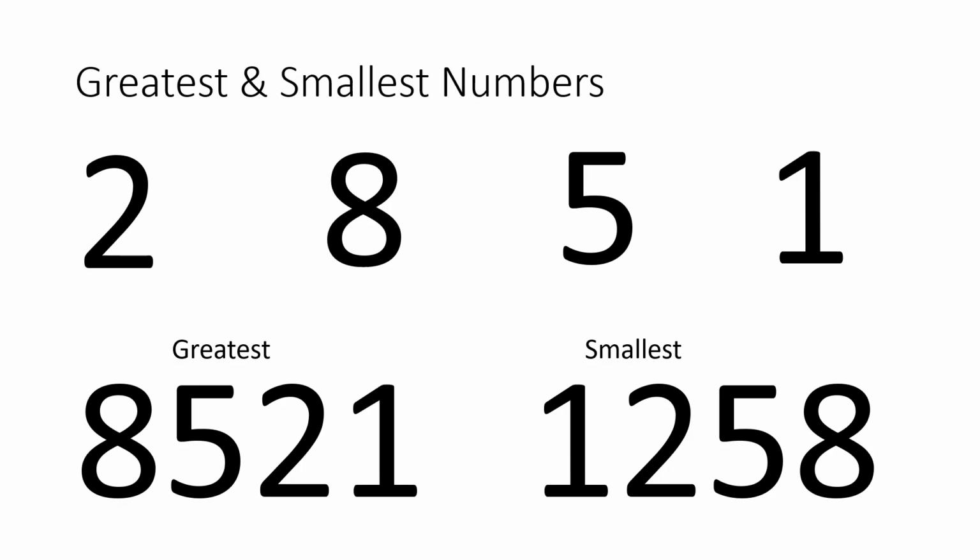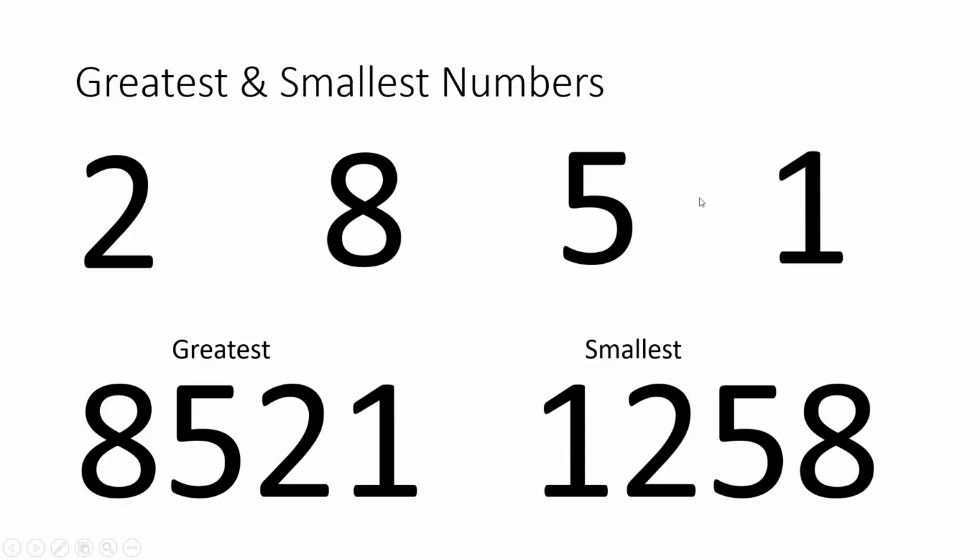It's very simple. And how do we make the number smallest? Just place the smallest digit at the largest place value. Just the opposite. For example, here we have 2, 8, 5, and 1. Now we have to make the greatest number. How do we do it?